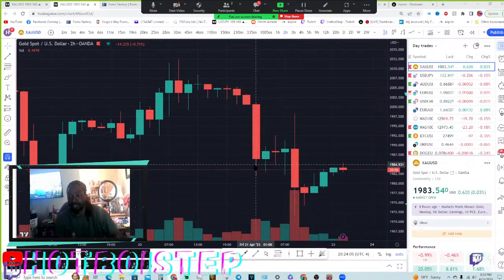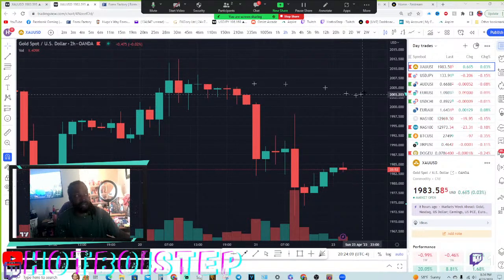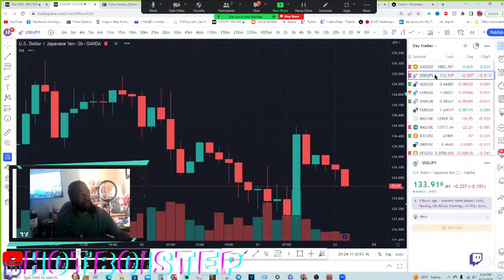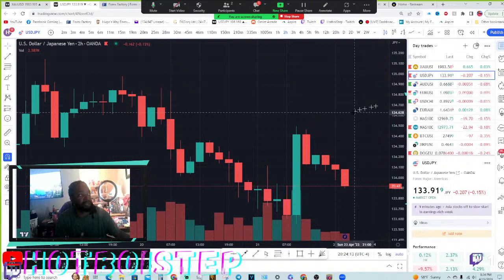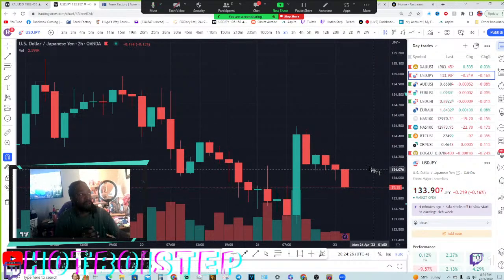And USD JPY is basically saying it's the US dollar versus the Japanese yen. So US dollar over Japanese yen means $1 is worth 133 in Japanese money.